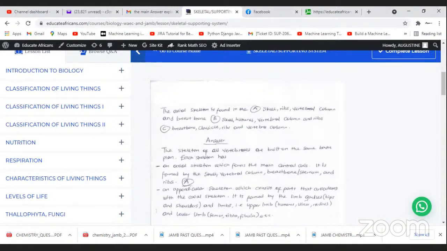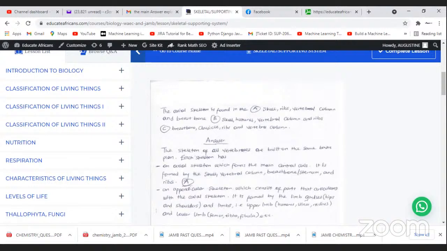vertebral column, and ribs. Or is it breastbone, clavicle, ribs, and vertebral column? Answer: the skeleton of all vertebrates are built on the same basic plan. Each skeleton has the axial skeleton, which forms the main central axis. It is formed by the skull, vertebral column, breastbone, known as the right answer.